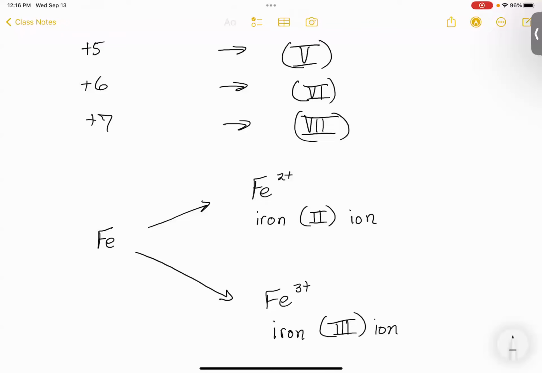So at this point, I think practice is good. Number 1, you need to get familiar with the elements that only have 1 charge. And number 2, you need to be prepared to actually name the ions, especially when we start naming ionic compounds.